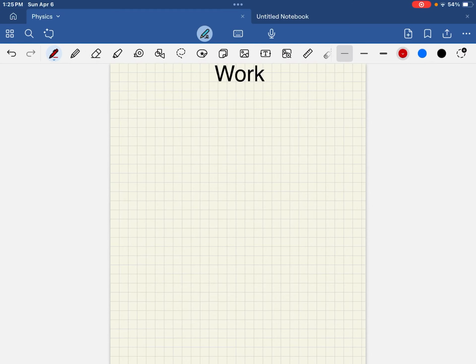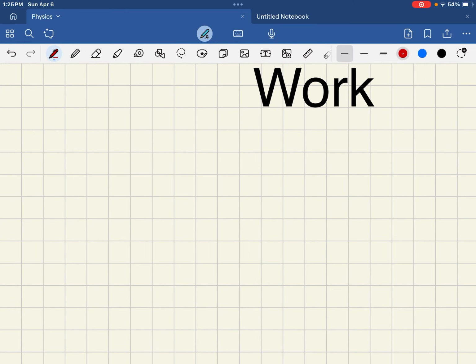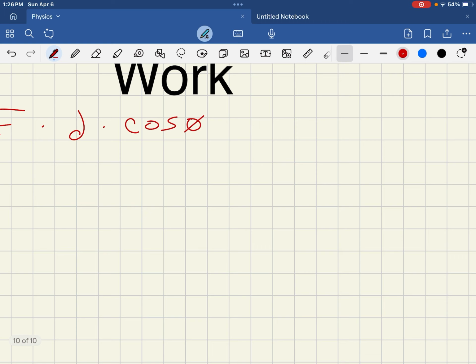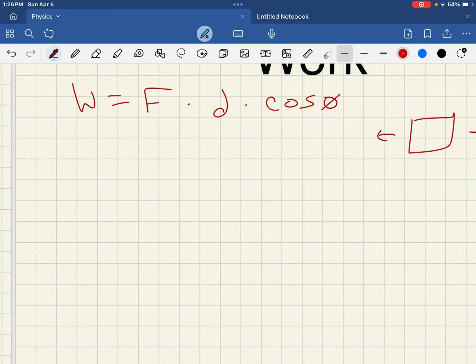What is work? Work is the measure of energy transferred. And you can see it expressed as work equals force times distance times cosine of theta. Now, if you have a problem where you have an object and it's just moving horizontally, then you can pretty much ignore cosine of theta, and I'll show you why.